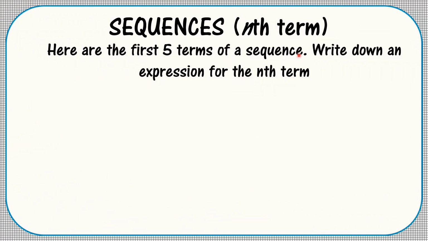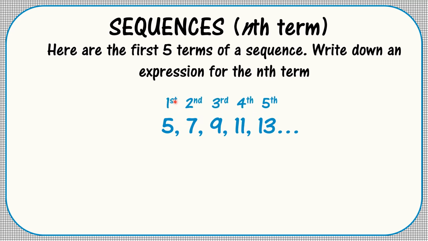Now we will go through how to work out the nth term. So here are the first 5 terms of a sequence. Write down an expression for the nth term. We need to remember an expression does not have an equal sign. So we have the sequence of 5, 7, 9, 11, and 13. These are the terms. So first, second, third, fourth, and fifth term.